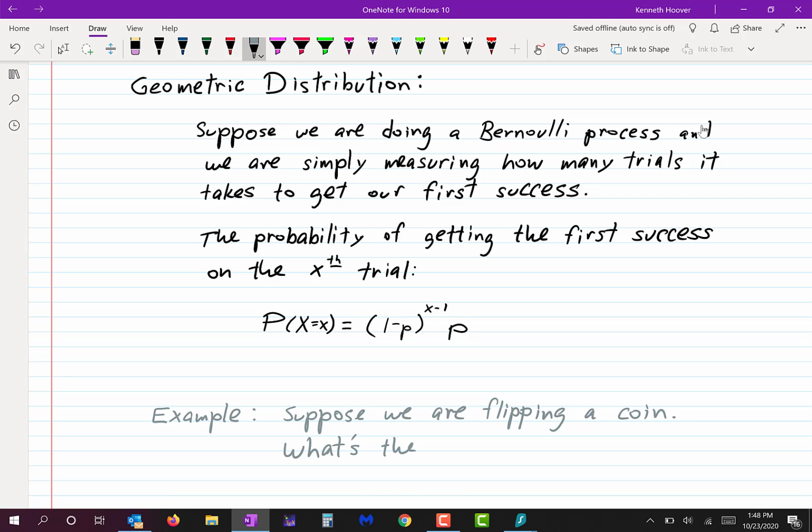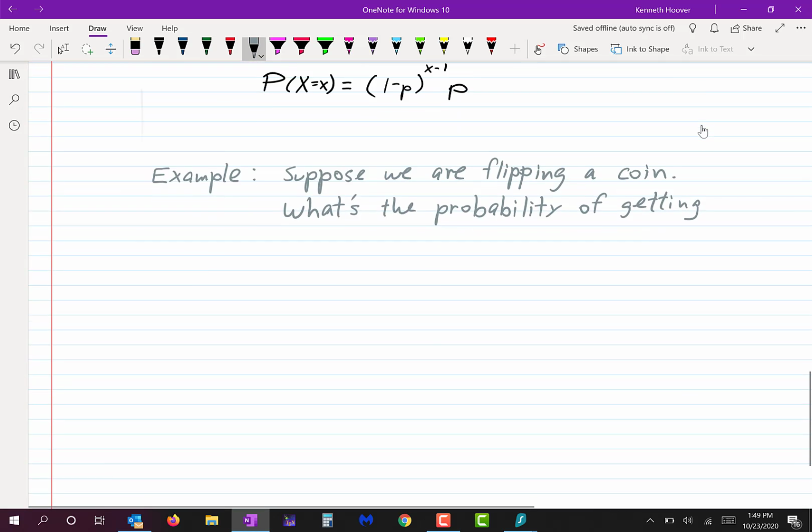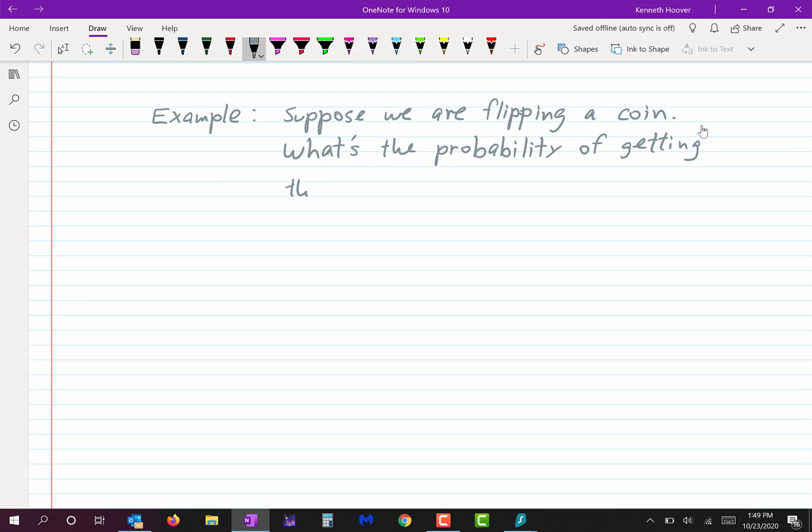What's the probability of getting the first heads on the 7th flip? Probably pretty small, because that means getting 6 tails in a row. So it's probably going to come out to be pretty small, but we don't have to guess, we can find out for sure. So I'll write probability of x equals 7.